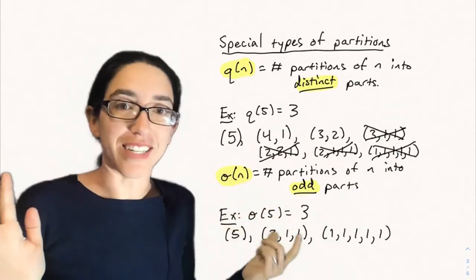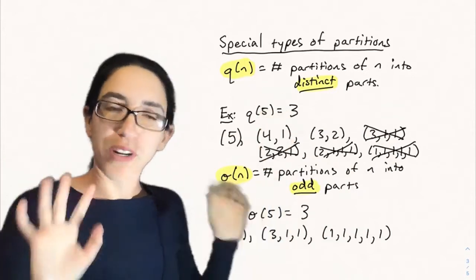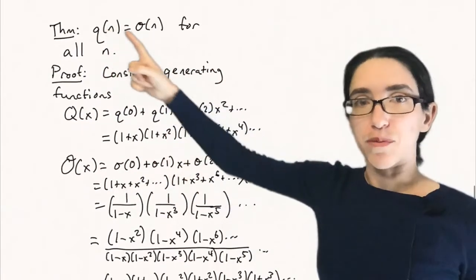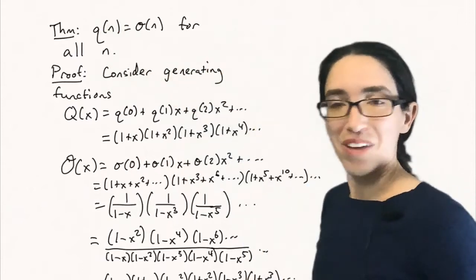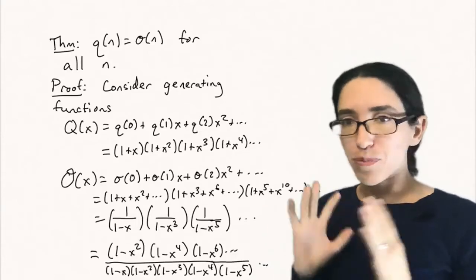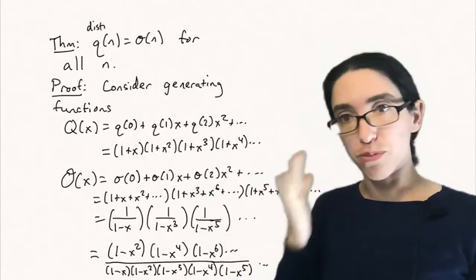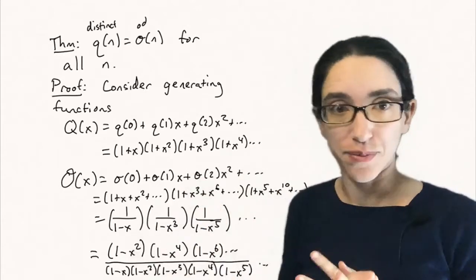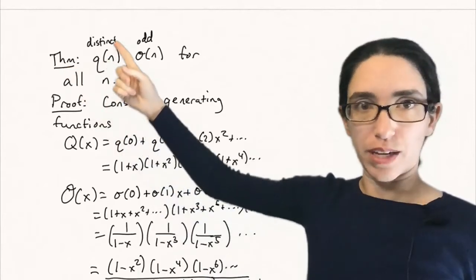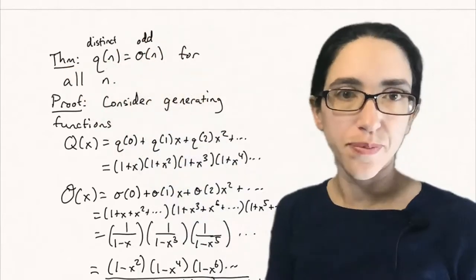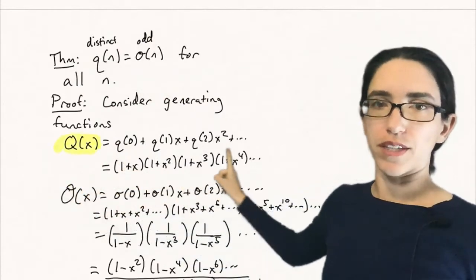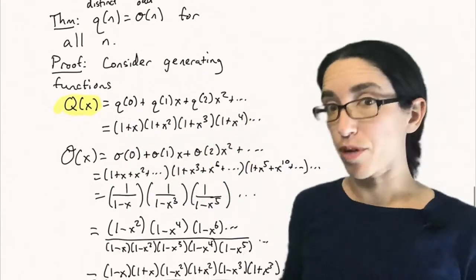Now, it could be a coincidence that these two numbers are both 3, but in fact, it's not. The number of partitions into distinct parts equals the number of partitions into odd parts of any positive integer n, which is a really remarkable property. And there's a beautiful proof of this using these kind of infinite product generating functions that we saw for P of n. So let's consider their generating functions. So remember, Q of n means distinct parts and O of n means odd parts. And let's first look at big Q of x being the generating function for the sequence of the numbers of partitions into distinct parts.